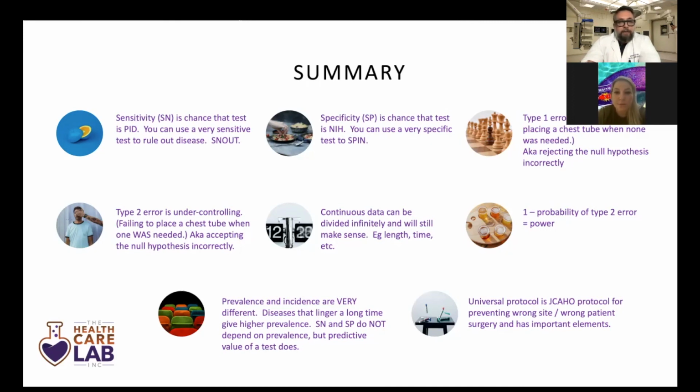Prevalence and incidence are very different. Diseases that linger a long time have higher prevalence because you don't die from them. Sensitivity and specificity do not depend on prevalence, but the predictive value of a test does. And really last up, the universal protocol is the Joint Commission protocol for preventing wrong site, wrong patient surgery, and it has some important elements that we listed earlier.